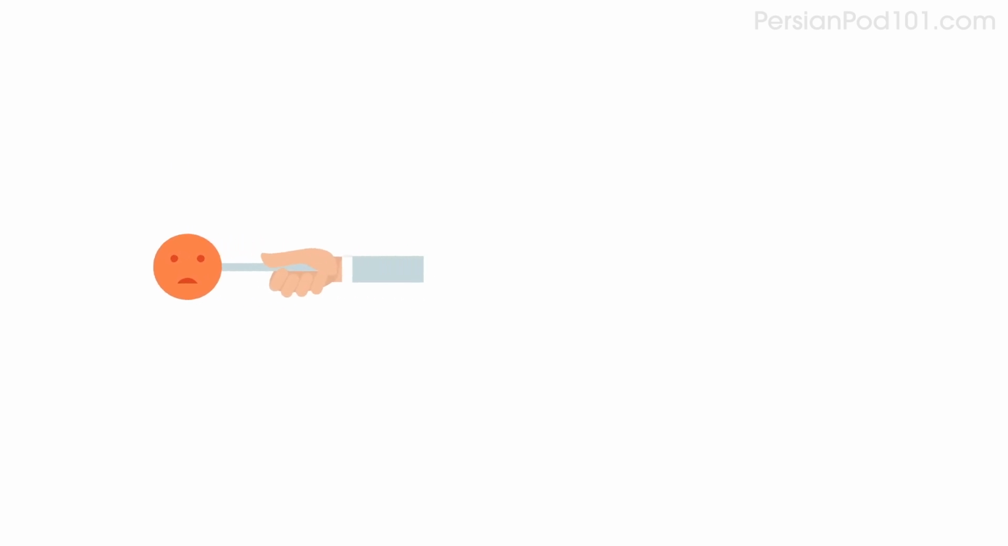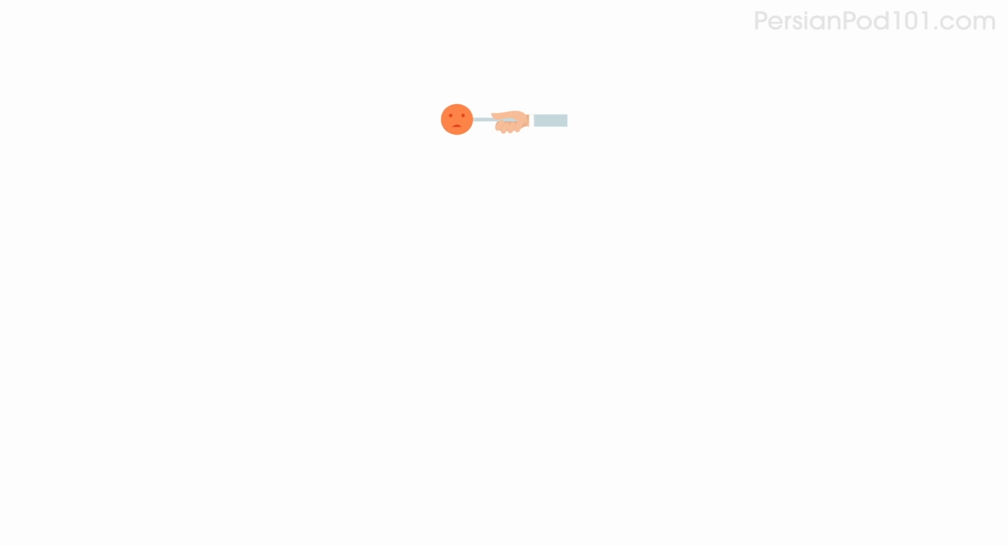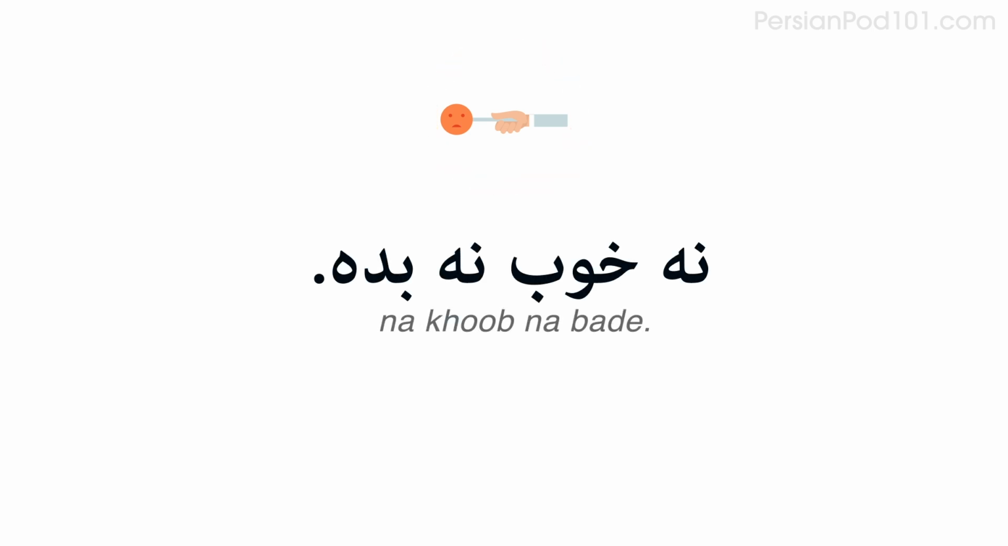Now imagine she's so-so. Do you remember how to say so-so? نه خوب نه بد. Say, she's so-so. نه خوب نه بده. Now, answer the question saying she's so-so. حال مادرت چطوره؟ نه خوب نه بده.